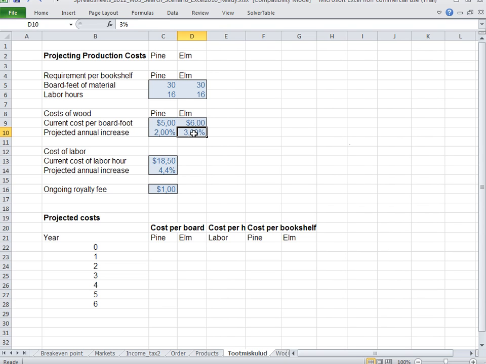We also know that for the worker 1 hour costs $18.5, and we think that the salary will be going up by 4.4% annually. There is one last component to these costs, namely the ongoing royalty fee. This means that we're producing these bookshelves following some other big company's design, and for the rights, we have to pay this other company a minuscule amount, only $1 for each bookshelf.